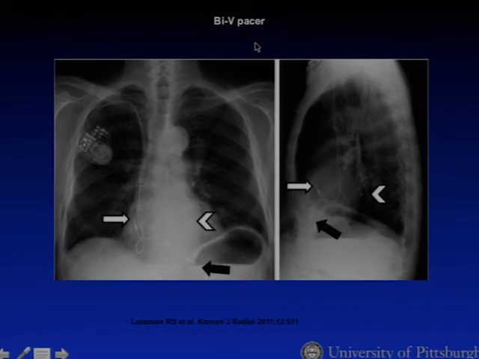This would be equivalent to the idea of CRT, and this would be indicated in patients who have often depressed ejection fraction and a long QRS duration, with the idea that biventricular pacing restores synchronous contraction to the heart, decreases mitral regurgitation, and improves their cardiac output.